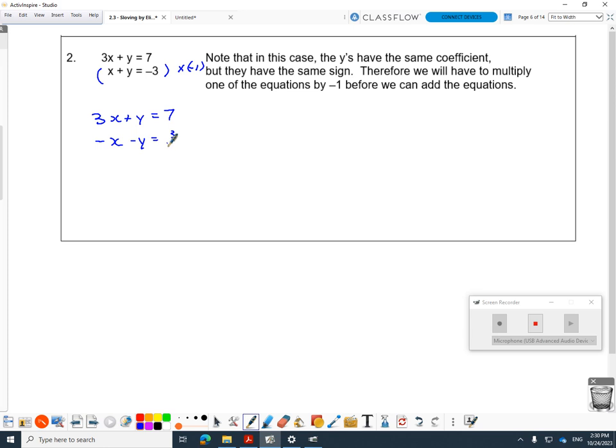Now, I did that kind of quickly on purpose so you can see what I've accomplished. Look at the y's now. Do you see it? Y and negative y. Now it is positive y and negative y. And they'll cancel out. Okay? So if they're almost the same, but they just happen to be the same sign, we can just multiply one of the equations by negative 1 and then add them up. It's so nice. I like elimination. I really do. I like it as a teacher. I like it as a student. Very nice and straightforward.